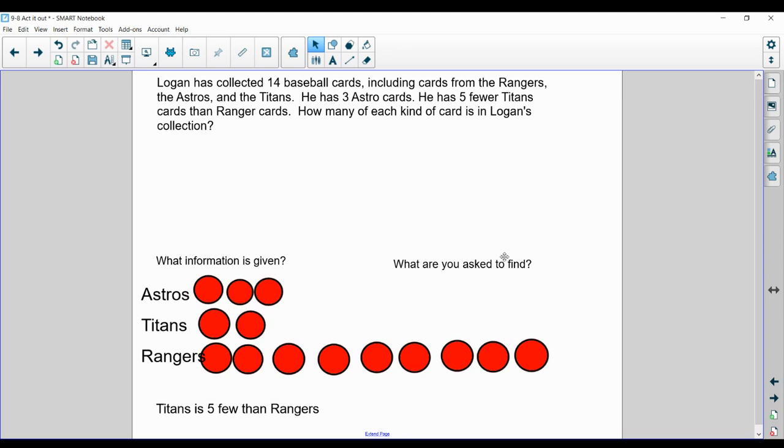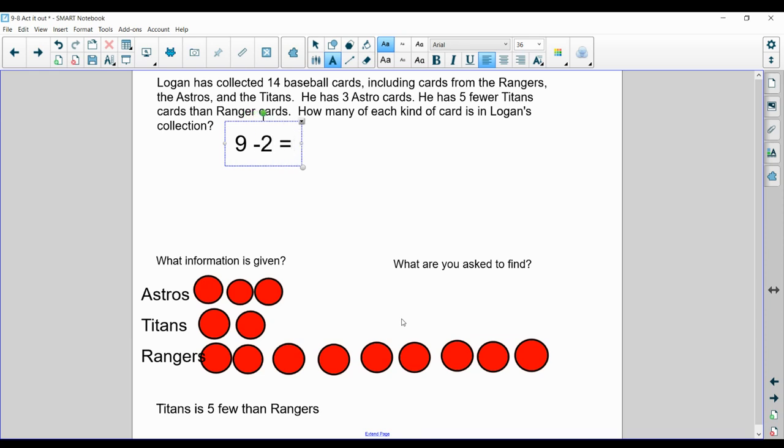I'm asked to find how many of each card is in the collection. Okay, so I'm going to use this top space as my workspace. In this case, if I count the Rangers, I have 2, 4, 6, 8, 9. So I have 9, and Titans, I have 2. If I have 5 fewer Titans than Rangers, I need to subtract 9 minus 2, and that has to equal 5. Well, 9 minus 2 equals 7. That's too many.